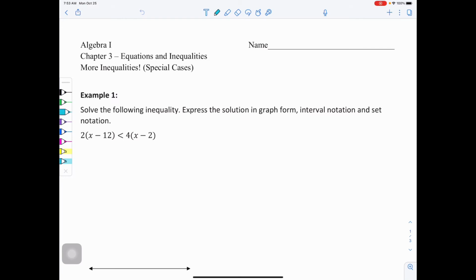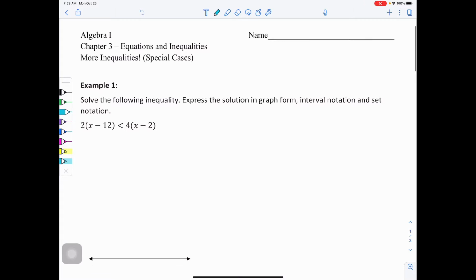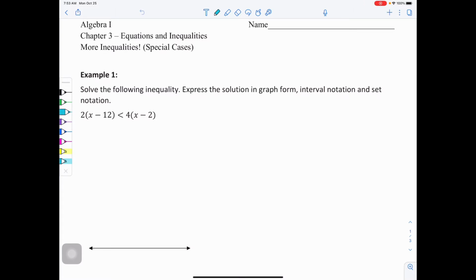Today's lesson is called More Inequalities, Special Cases. So in example 1, solve the following inequality, express the solution in graph form, interval notation, and set notation. So remember, we solve an inequality using the same steps as for solving a linear equation. I see distributive property, so that should be the first thing that I simplify.